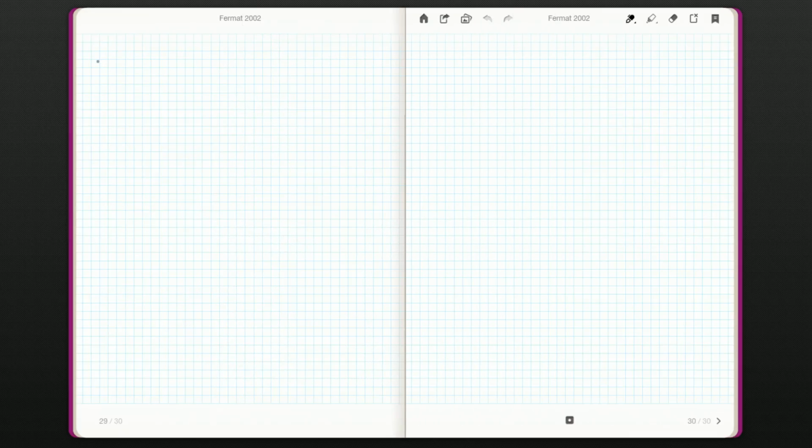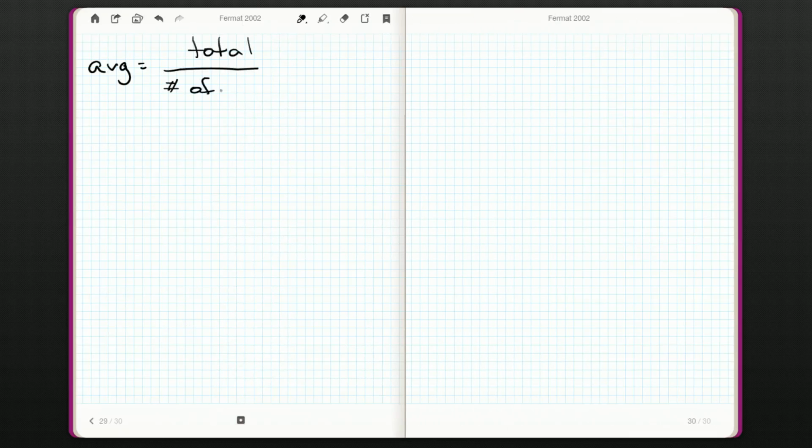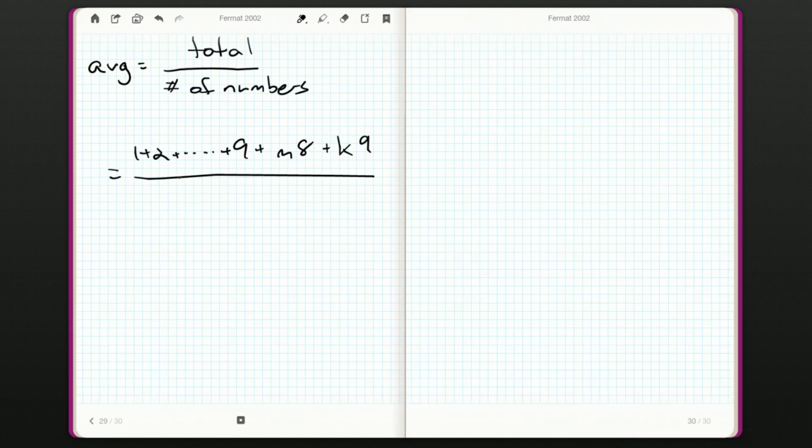We're going to use the equation for the average. The average is total over number of numbers. Well, the total is 1 plus 2 plus 3 all the way up to 9 plus m 8s plus k 9s. And the number of numbers, well, there's 9 of them to start with, then we add in m 8s and k 9s.